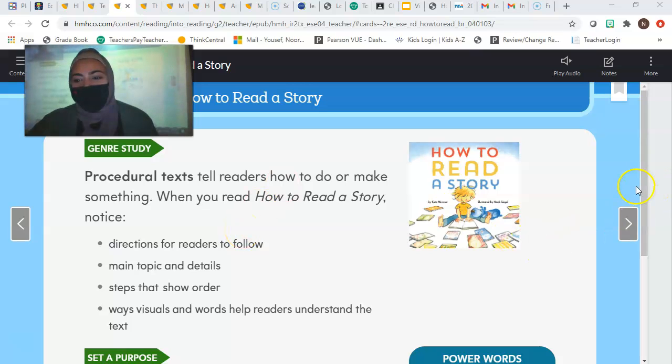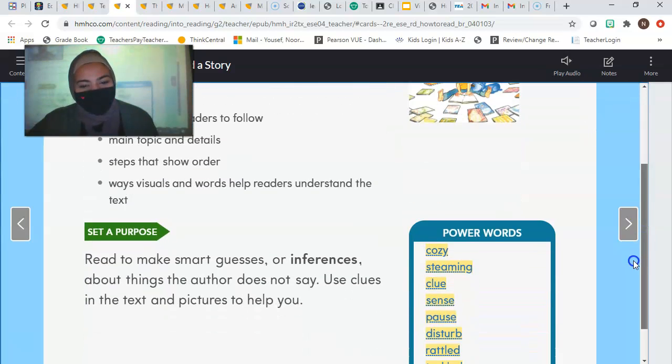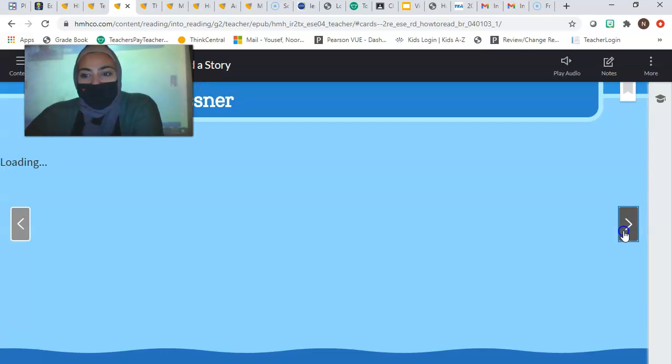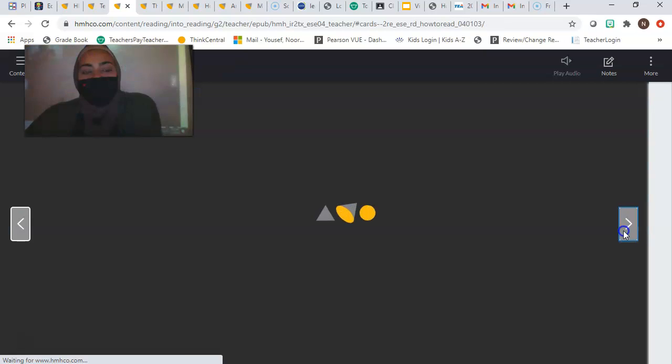Okay. So, here's your writing lesson for today. Yesterday we read this story, How to Read a Story, right? And this story was a good story. It was basically step by step.